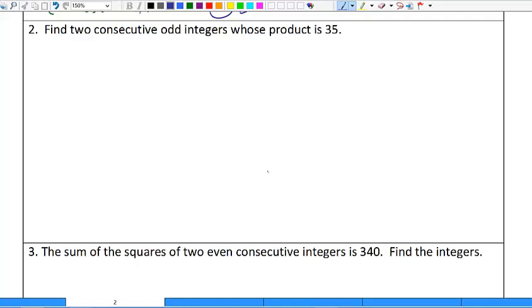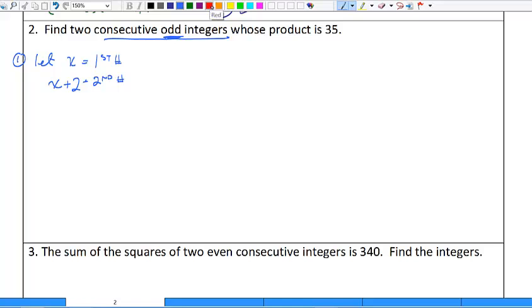On our next problem, we have: find two consecutive odd integers whose product is 35. Every time I see consecutive even or consecutive odd, I know what my variables are going to be. I'm going to let x equal my first number, and then my second number is going to be x plus 2. Because of the word odd, or even for that matter, it's going to be x and x plus 2.